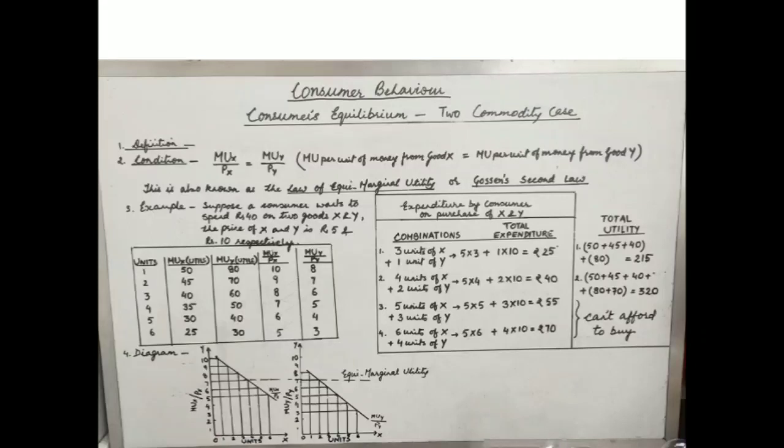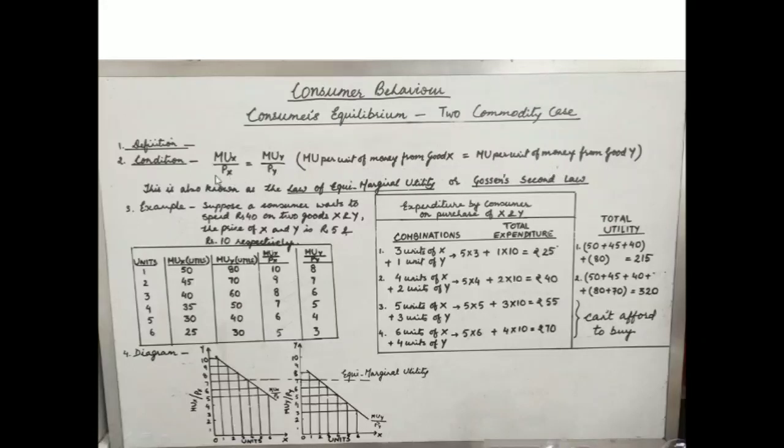Here, I have taken the example of two goods X and Y. As you know, consumer equilibrium is a situation where the consumer wants to get maximum satisfaction with his limited income and he does not have any tendency to change his existing consumption pattern. So, in case of two commodities, the consumer will be in equilibrium when his marginal utility per unit of money from good X is equal to marginal utility per unit of money from good Y.